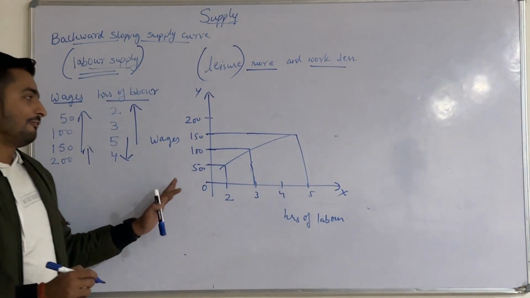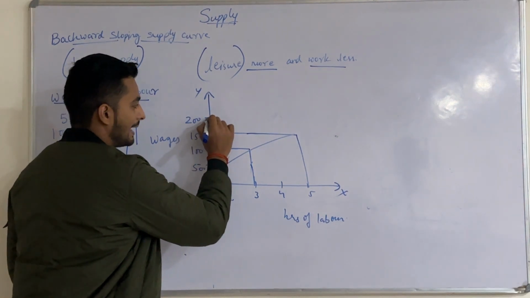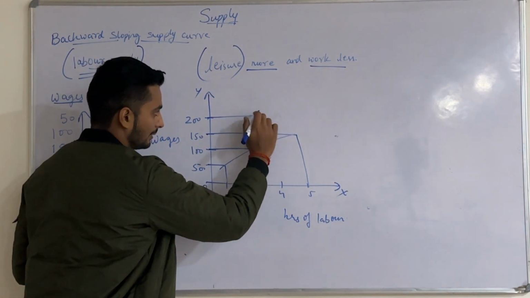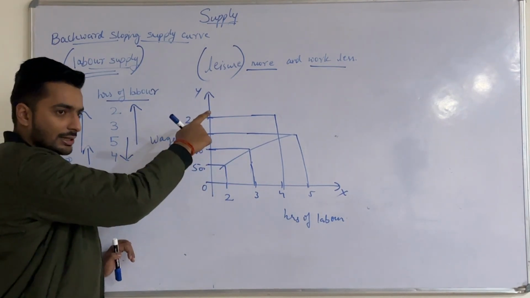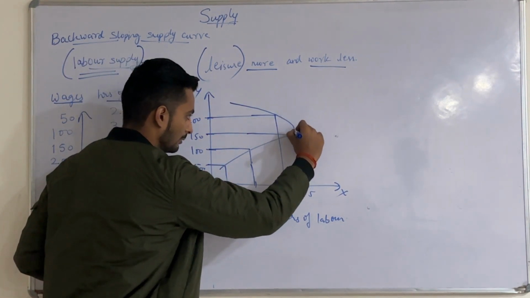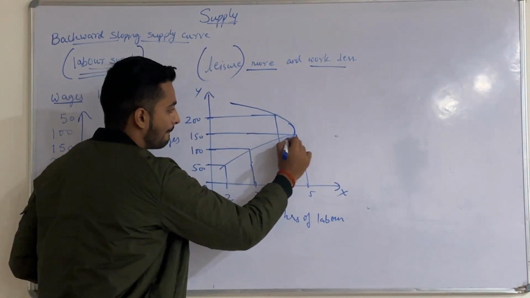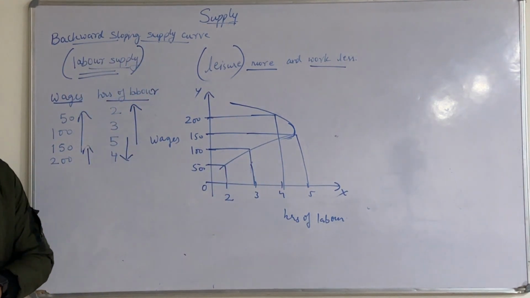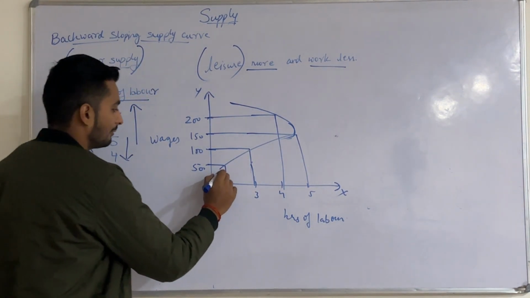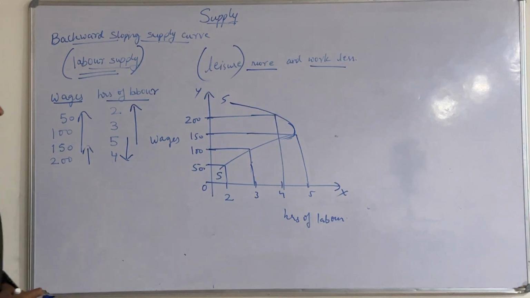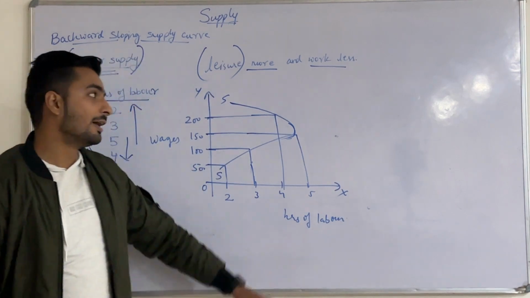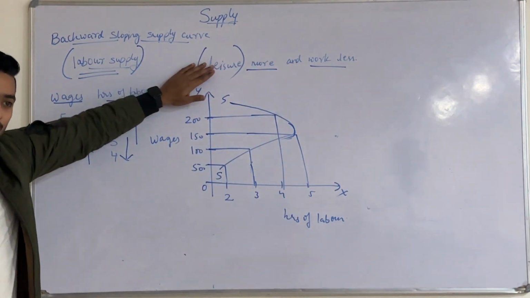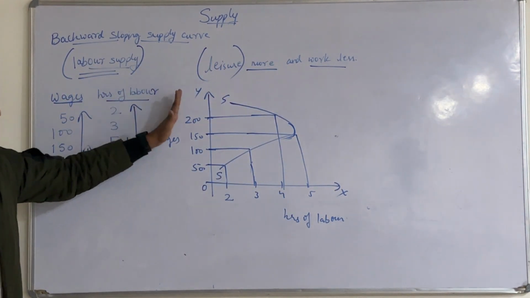Then he is getting more wages for less time. See, he is working less, at 4 hours, but he is getting more wages. That shows an inverse relation. So this is your backward sloping supply. The backward sloping supply curve shows that if he is getting more wages, he is working more, but at a certain point he will work less and take more leisure, even though he is getting more wages.